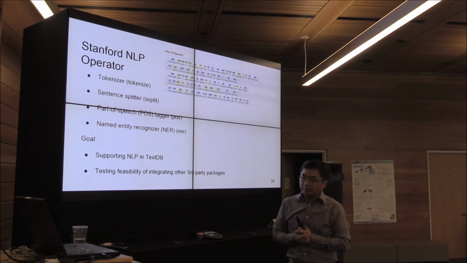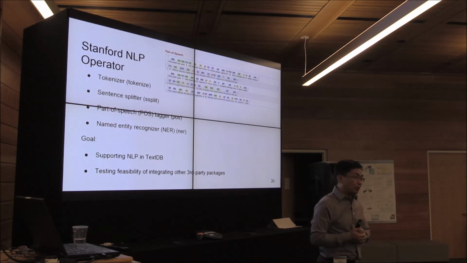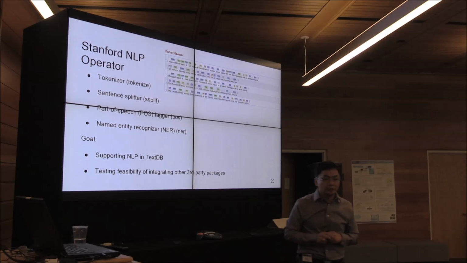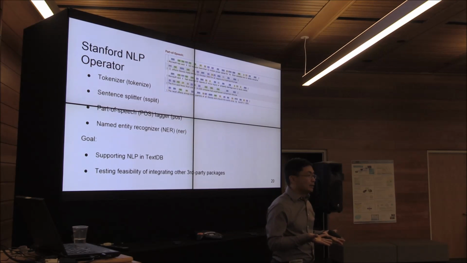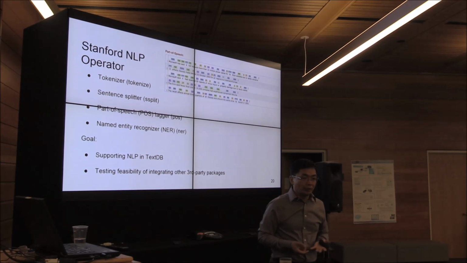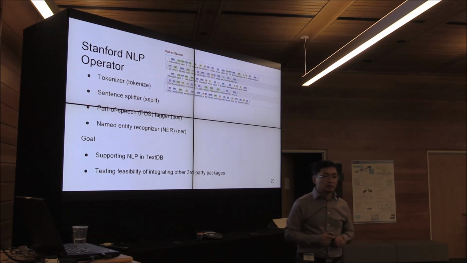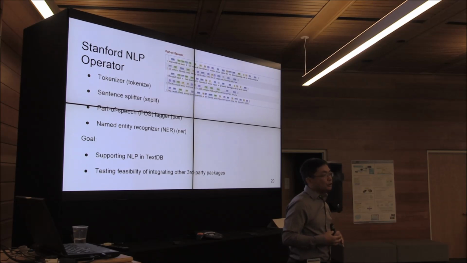Next is the Stanford NLP operator, which, for people who don't know, is a Java package that can do natural language processing. We implemented this whole thing as one operator for two purposes. The first purpose is we want to see if TextDB can really provide some basic natural language processing operations as operators. The second purpose is we want to use Stanford NLP as a guinea pig, because there are many other open source packages available, most of them written in Java, like Weka and other libraries. We want to see how likely it is to integrate these open source libraries into this framework as operators.